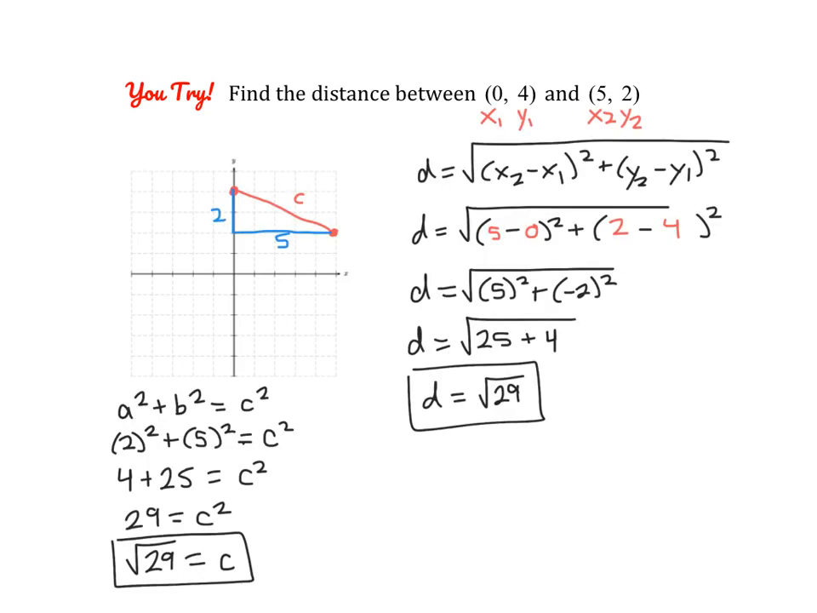Okay, go ahead and check your answers here. So you can see below the graph I have the Pythagorean theorem. So 2 squared plus 5 squared equals c squared, and you end up with the square root of 29 as your distance. And here you can see I have the distance formula, and it's just substituting values and simplifying. So we have (5 minus 0) squared plus (2 minus 4) squared. 5 squared is 25, (-2) squared is 4, and we get the same exact answer.